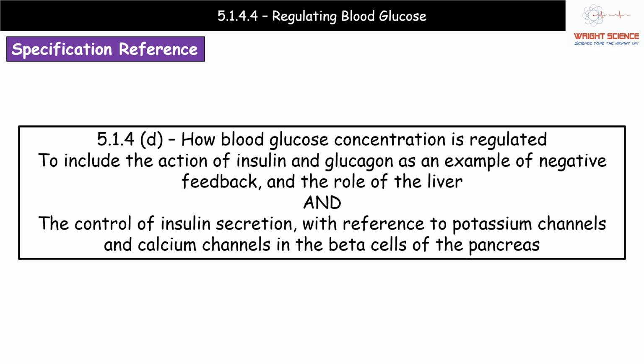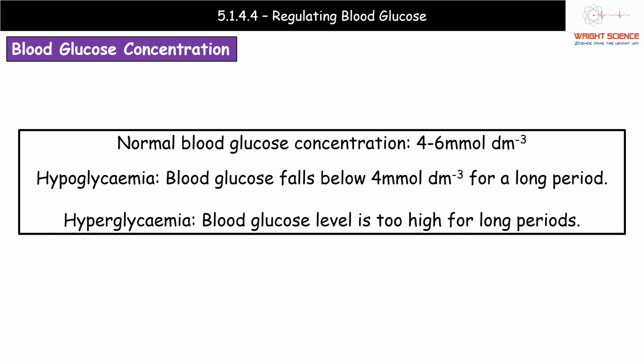Hi everyone, and welcome to our video on regulating blood glucose. This is part of module 5 section 4, and what we're going to be looking at today is specification reference 5.1.4d, how blood glucose concentration is regulated.